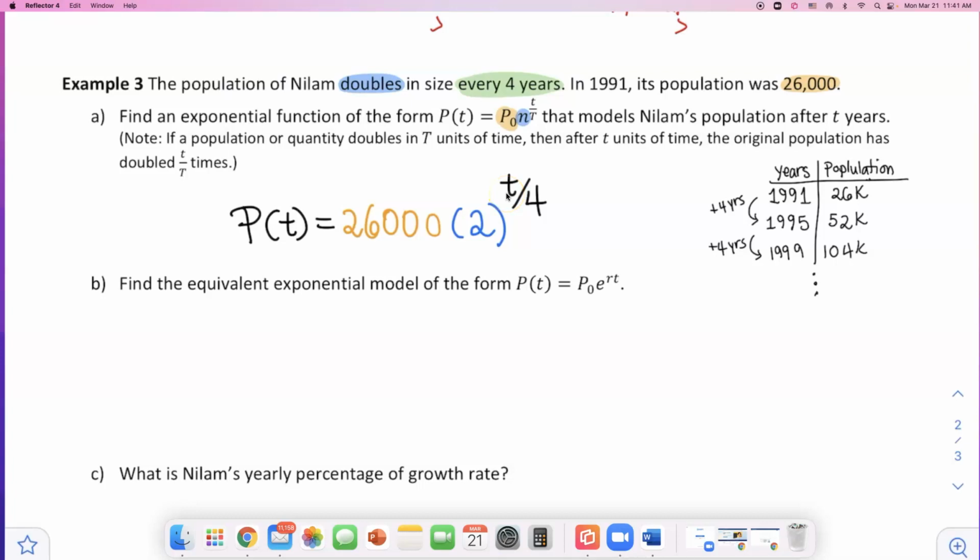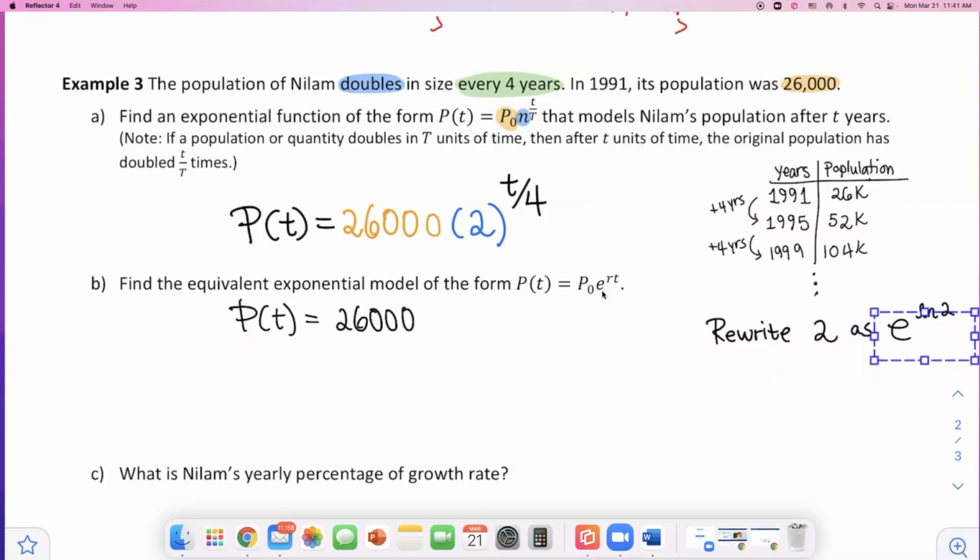They want us to now convert this into a continuous exponential model with base e. Now look, the base is 2 right now, but we need to convert it so that the base is e. I'll show you how to do this. P of t, keep it the same. The initial value of 26,000 stays the same. But here's how you will do this. You will rewrite 2 as e to the natural log of 2 power, okay?